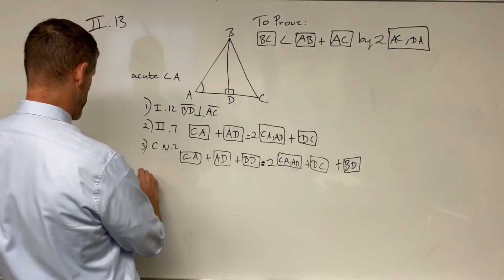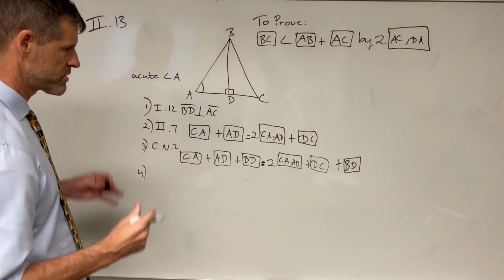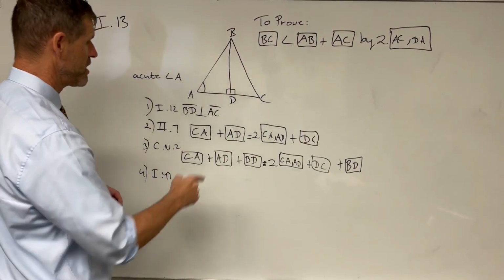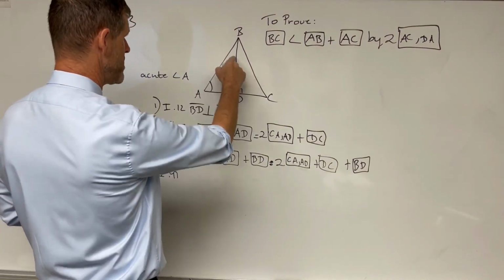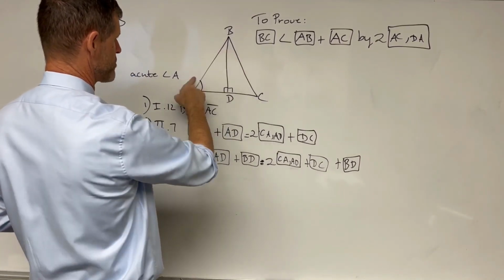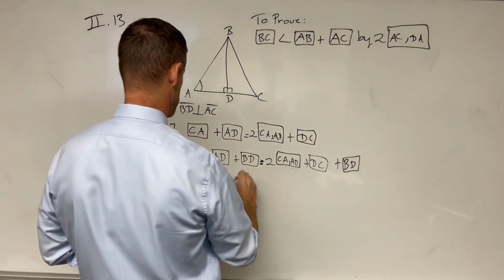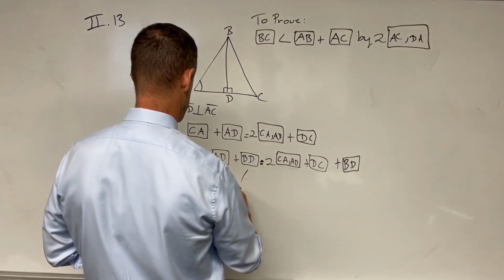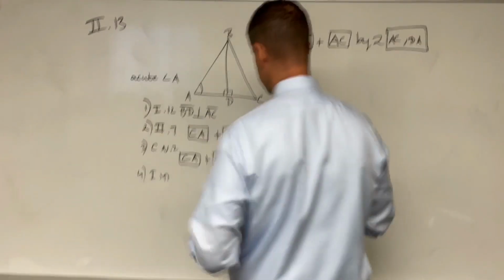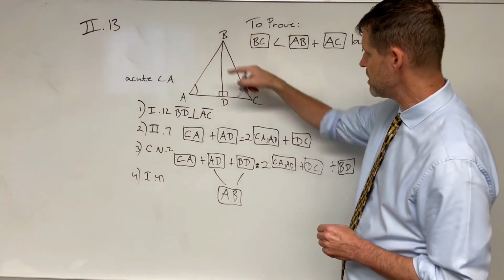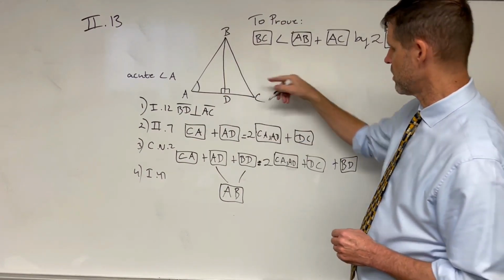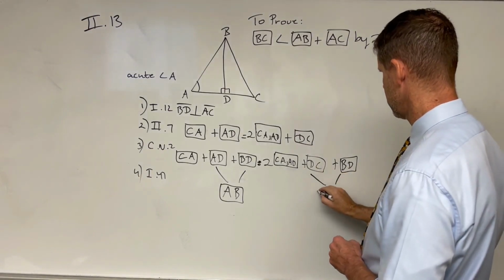And now we're going to apply proposition 47 a couple of times. So proposition 47, we know that if we look at triangle ADB, which is a right triangle, the square on AD and the square on BD are equal to the square on AB. So we can state that. And then applying Prop 47 to right triangle CDB, we know that the square on DC and the square on DB are equal to the square on BC. So we can write that.